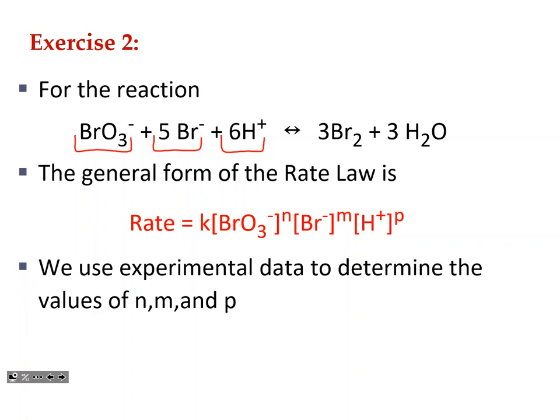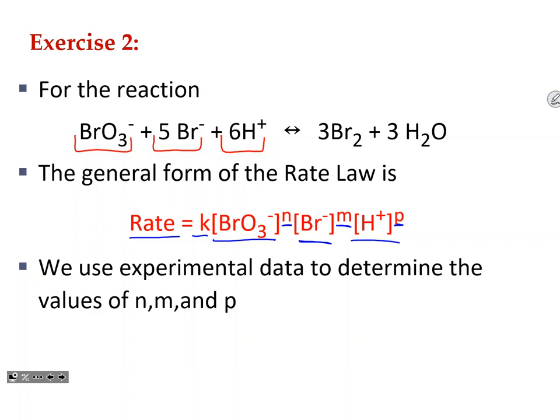rate law. So the general form for this, of course, is going to be the rate equals the rate constant K times the concentration of the first reactant, which is bromate, raised to its order of reactant, which we don't know, N, times the concentration of the bromide raised to its order of reactant, which we don't know, and then the hydrogen reactant raised to its order of reactant. In this case, we're using generalized P here.